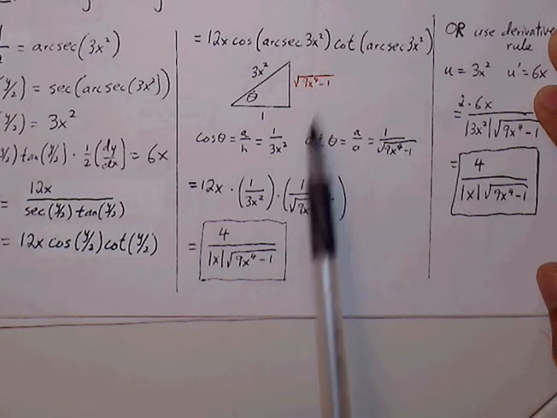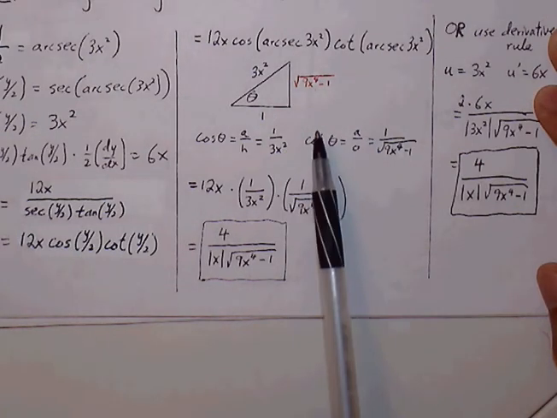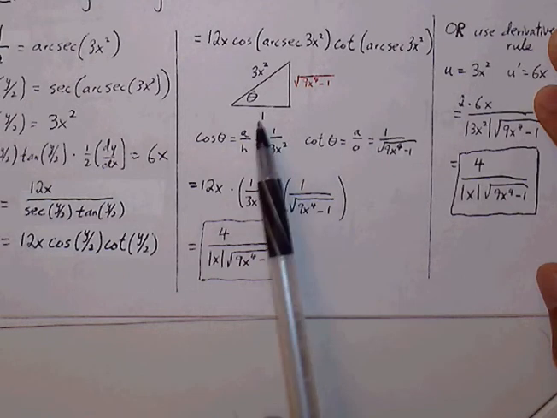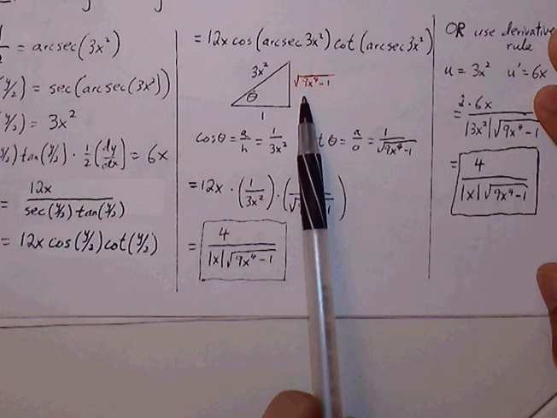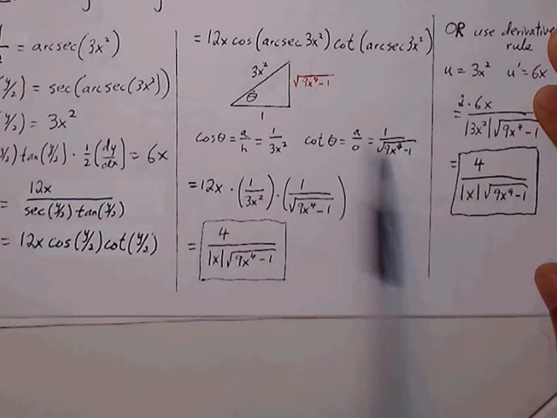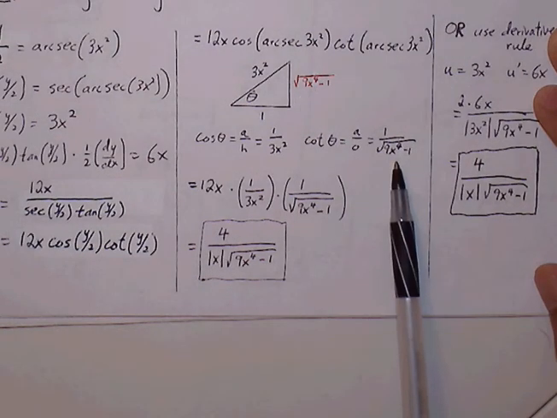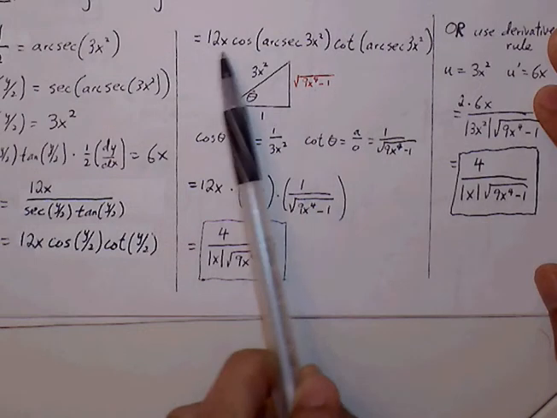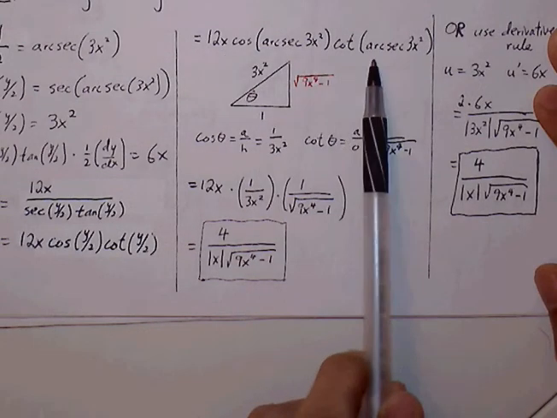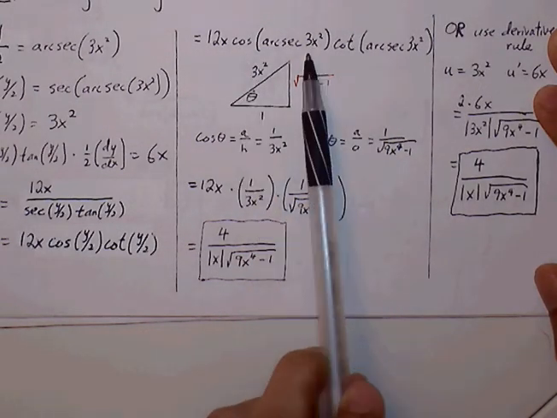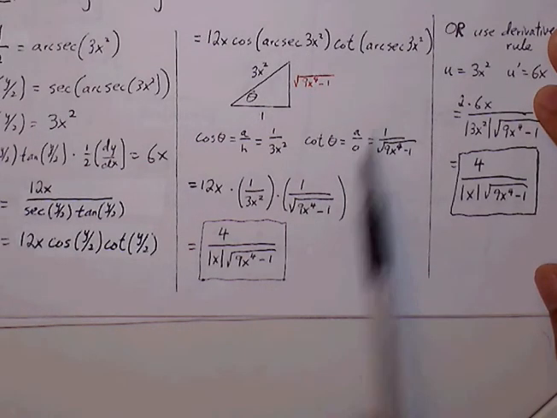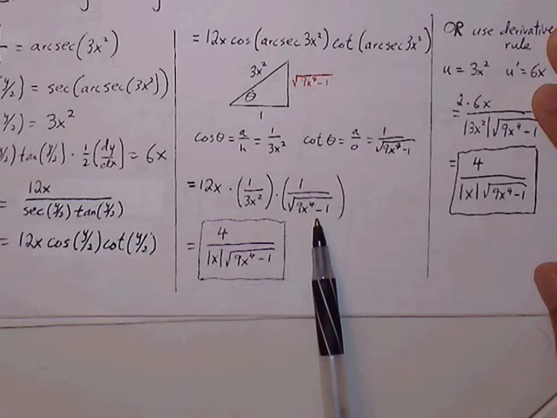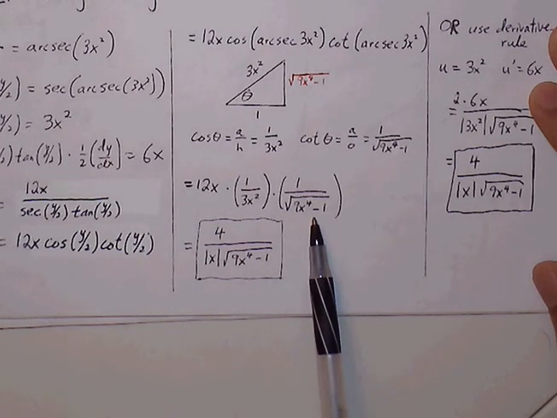And then cotangent of my angle is simply going to be adjacent over opposite. Adjacent is 1, opposite is square root of 9x to the fourth minus 1. So 1 over square root of 9x to the fourth minus 1. And we plug all that into our equation here. So 12x times this is 1 over 3x squared. Cotangent becomes 1 over square root of 9x to the fourth minus 1.